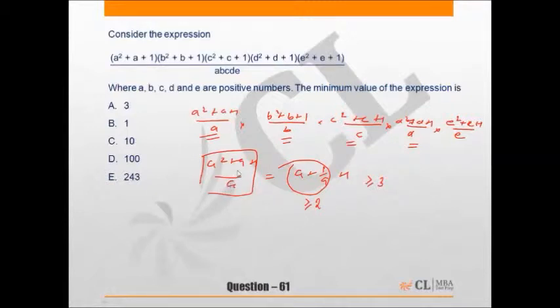Similarly the minimum value of the other 4 terms in the given expression will be 3. Therefore, the minimum value of the expression will be 3 into 3 into 3 into 3 into 3. This is 3 raised to the power 5. This is 243. Therefore, option E is the correct answer.